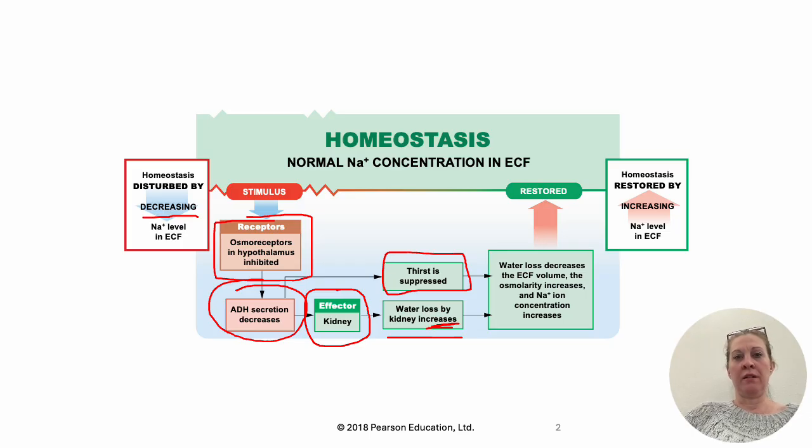Water loss decreases the extracellular fluid volume then, and the osmolarity is going to come back up in terms of sodium concentrations, and so that's going to restore the homeostatic balance of normal sodium levels, which again is about 144 milliosmoles.